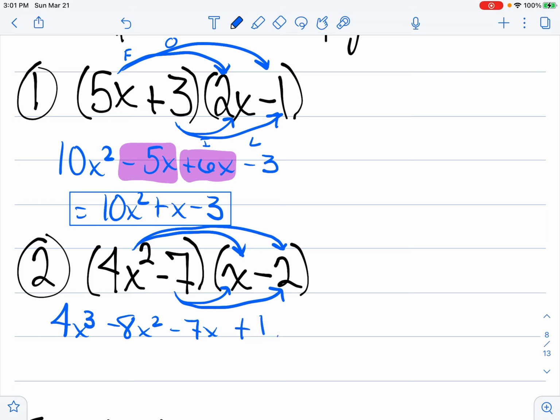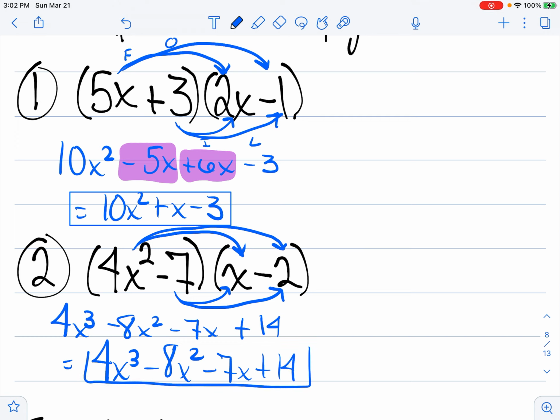Now, you got to be very careful with this and make sure that you always follow the sign before the term when you multiply. All right? And since I don't have any like terms to combine, that's my final answer. So I get 4x to the third minus 8x squared minus 7x plus 14. And that's the final product.